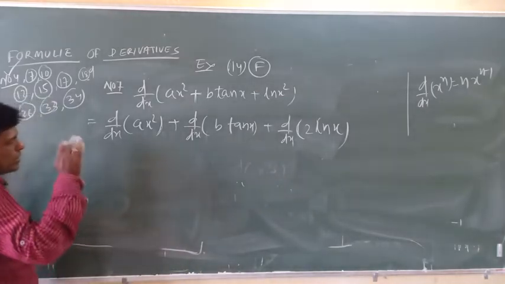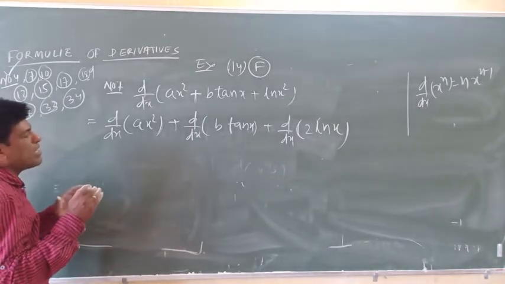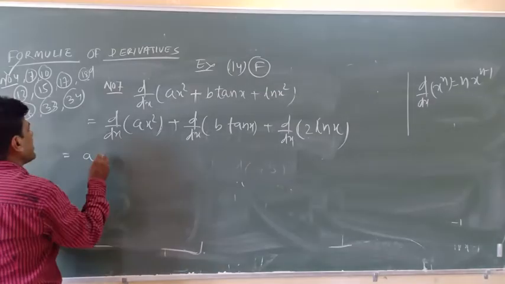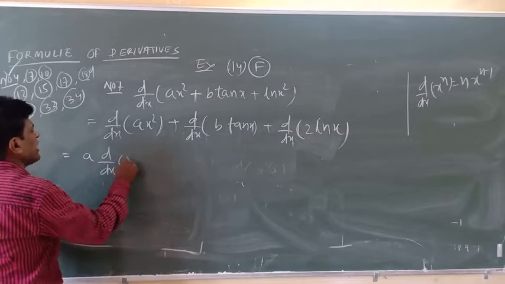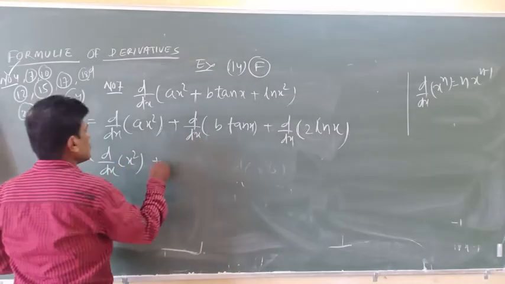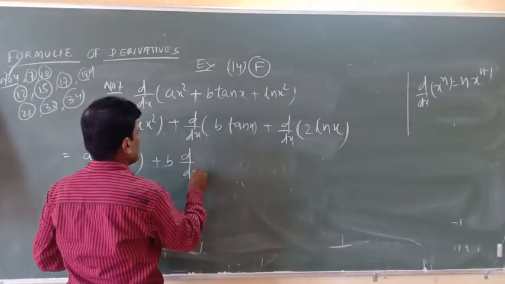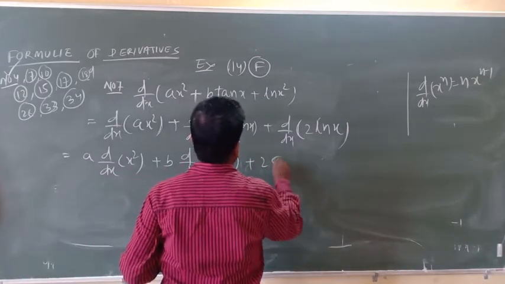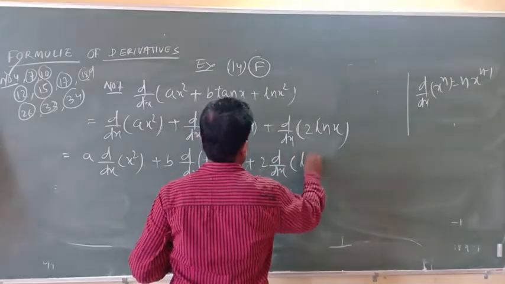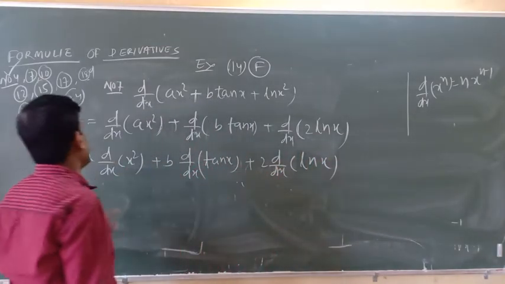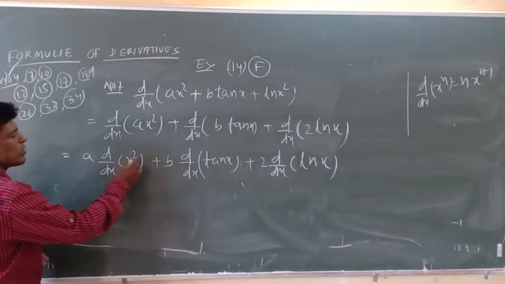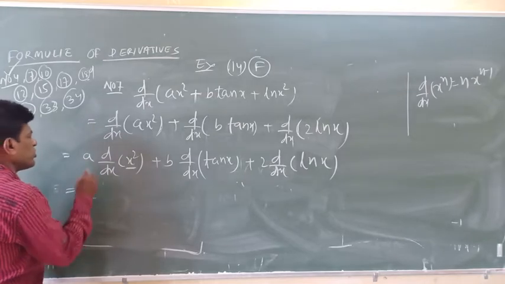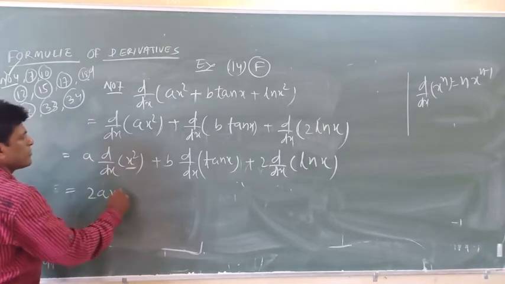Now from the fourth part of the algebra of derivative, a is constant, taking outside of the derivative, d by dx of x square. Here b also constant, b taking outside of the derivative. Similarly here 2 is constant, 2 taking outside of the derivative, d by dx of ln x. The derivative of x square is equal to 2x. You know the derivative of x square is equal to 2 coming out front and 2 minus 1 is equal to 1. So that becomes 2 into 2x into a, that is 2ax.